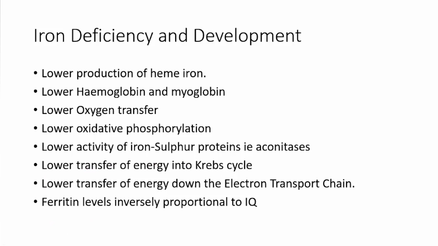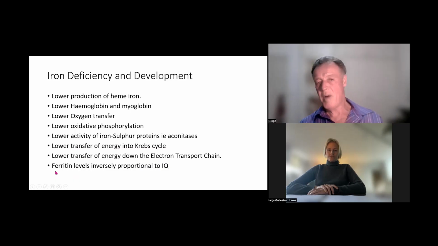And the important thing about this is that ferritin, which is one of the iron transport molecules in serum, the ferritin levels are inversely proportional to IQ in the kids. So the lower the ferritin, the lower the measurable IQ is. So for a mother or a parent starting out who wants to have their child have the best advantages in life, you really want to have this as high as possible. And so it's a really big disadvantage of a low iron diet.